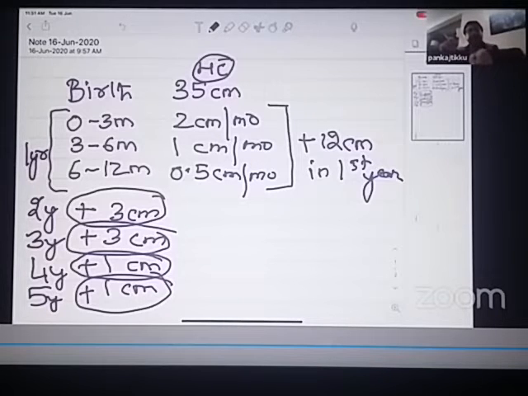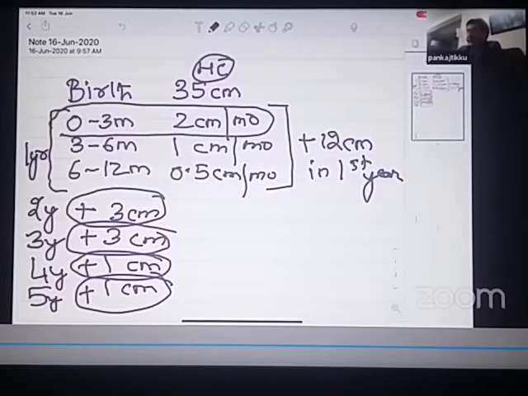Now, even in the first year, what is the time when the head circumference is growing the fastest? You will all agree it is the first 3 months of life, when the head circumference is growing at 2 centimeters per month. So, another FMG question: what is the time when the head circumference grows the fastest? First 3 months, 3 to 6 months, 6 to 12 months, after 12 months. It is pretty clear that the time when the head circumference grows the fastest is the first 3 months of life, when it is growing at a rate of 2 centimeters every month.